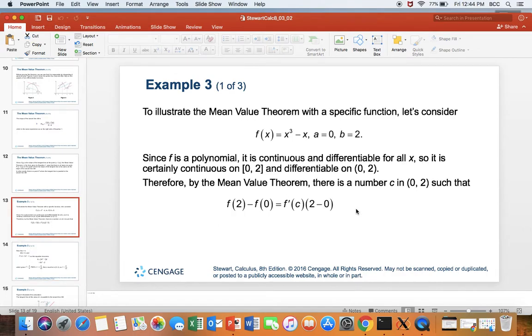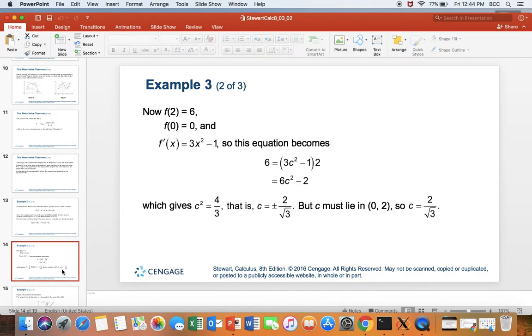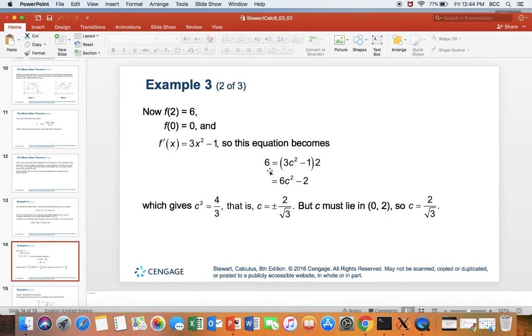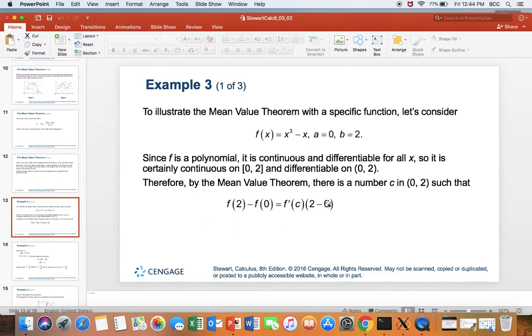What about the derivative? Well, what is the derivative? 3x squared minus 1. Now notice we want to find the derivative at c. So instead of x, you need to plug in c. So the left hand side is 6 minus 0. The right hand side is 3c squared minus 1 times 2. Where did this 2 come from? It came from 2 minus 0.